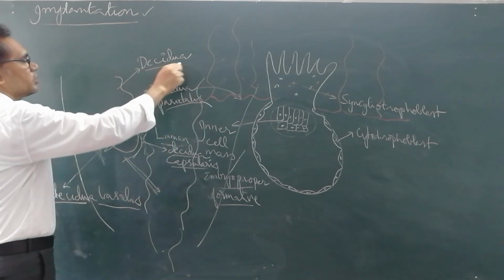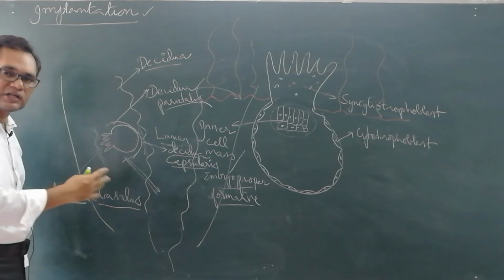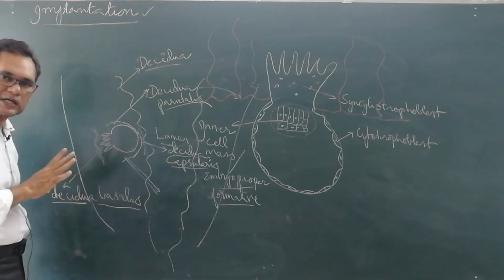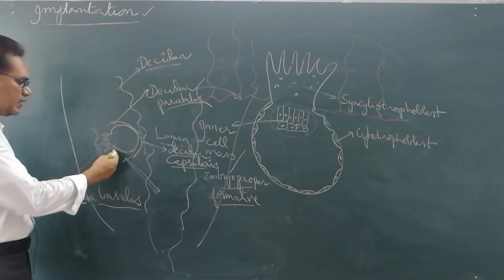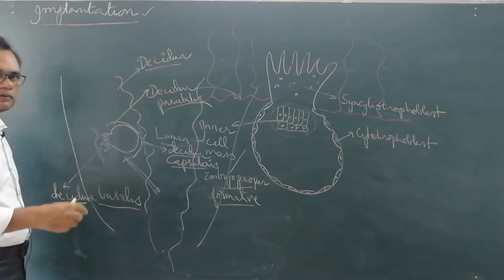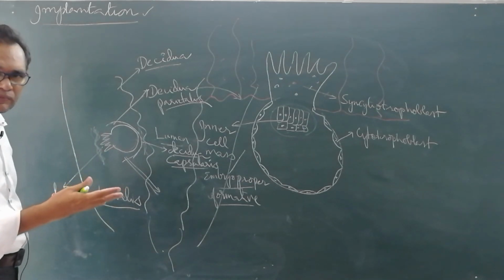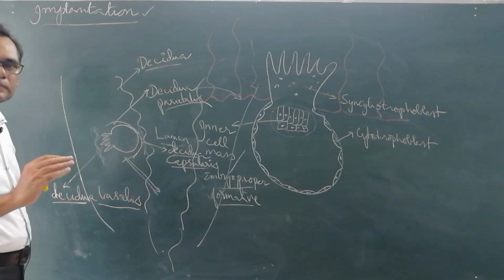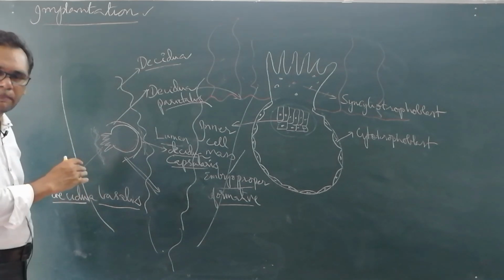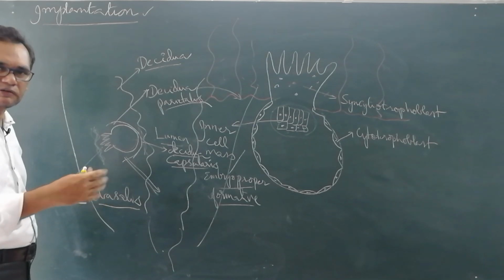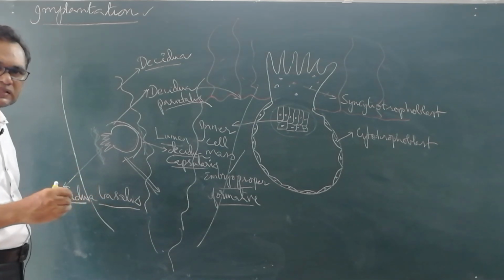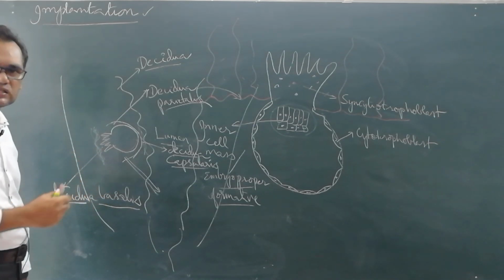What is actually decidua? The uterine endometrium is called decidua because it is providing nourishment to the developing embryo. Up to 8 weeks of development it is called an embryo. After 8 weeks it is called a fetus.